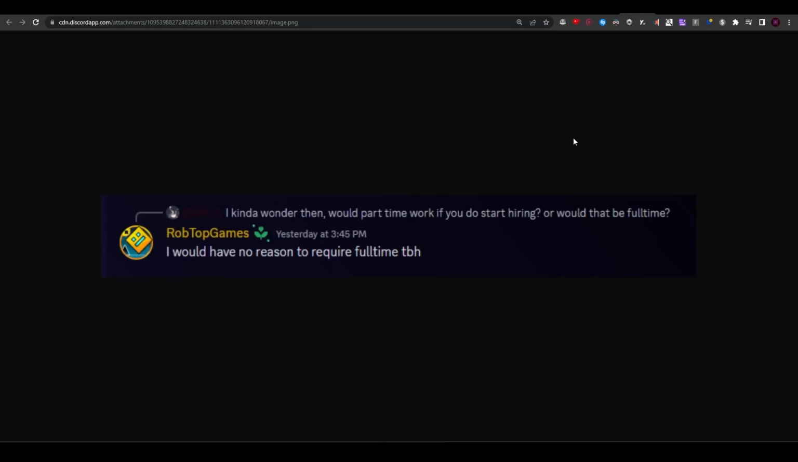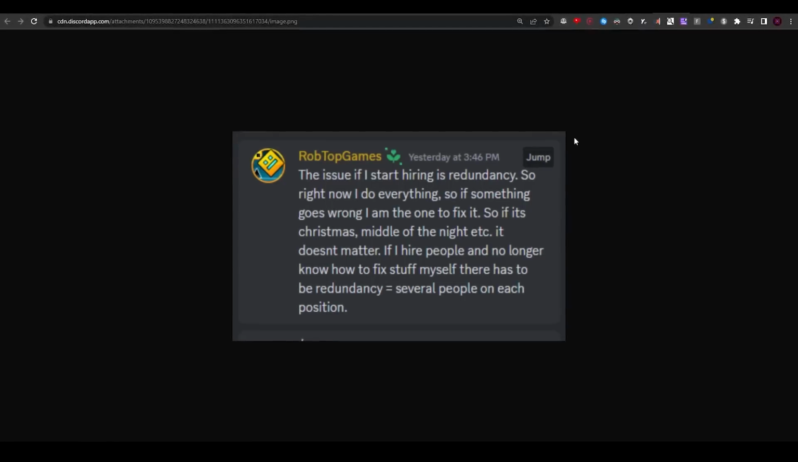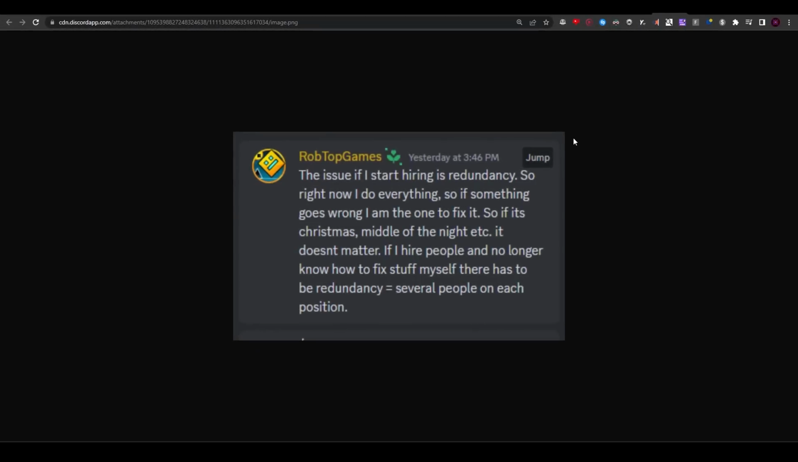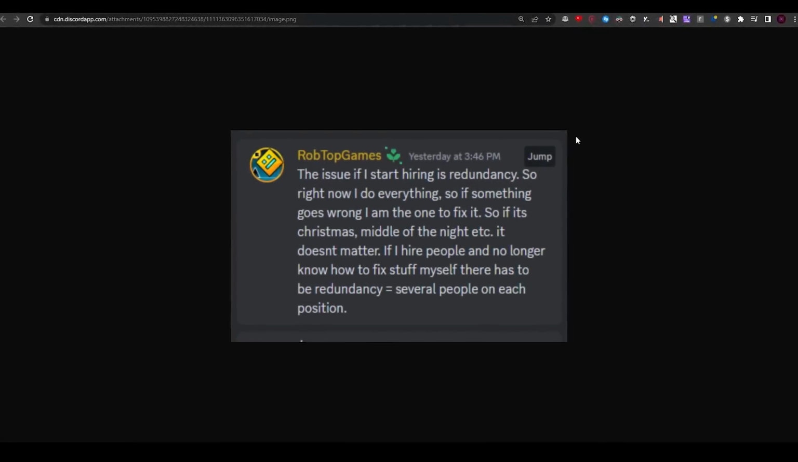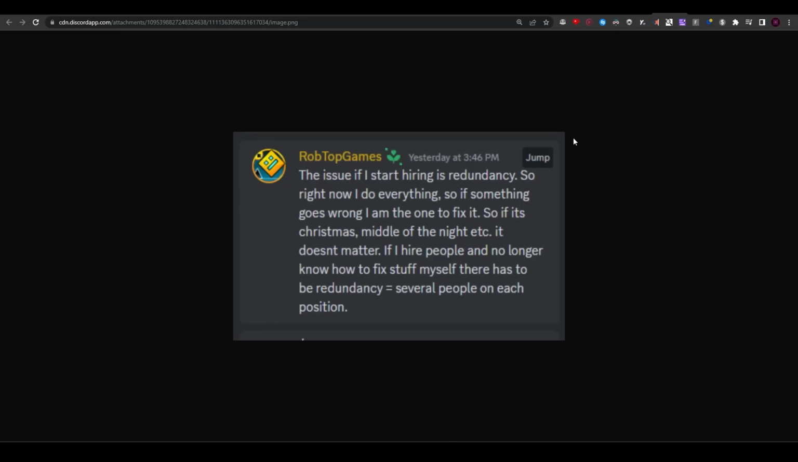And here we have RobTop actually saying that he is gonna hire people in the future, and he says that the main problem with hiring people is the redundancy. So right now, he does everything on his own, and for that reason he can fix everything on his own. His point is that if somebody was to write code for Geometry Dash and then this code would break, especially if it's server-sided code, and this person is for some reason unavailable for like Christmas or something, the game cannot function properly because only this person that is currently busy is able to fix it. But now everything is under the hands of RobTop, which I think is a very valid point.